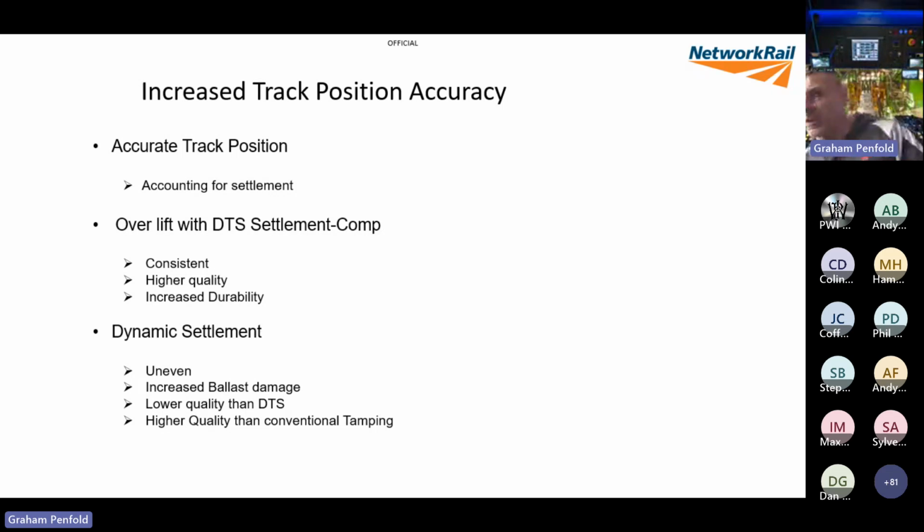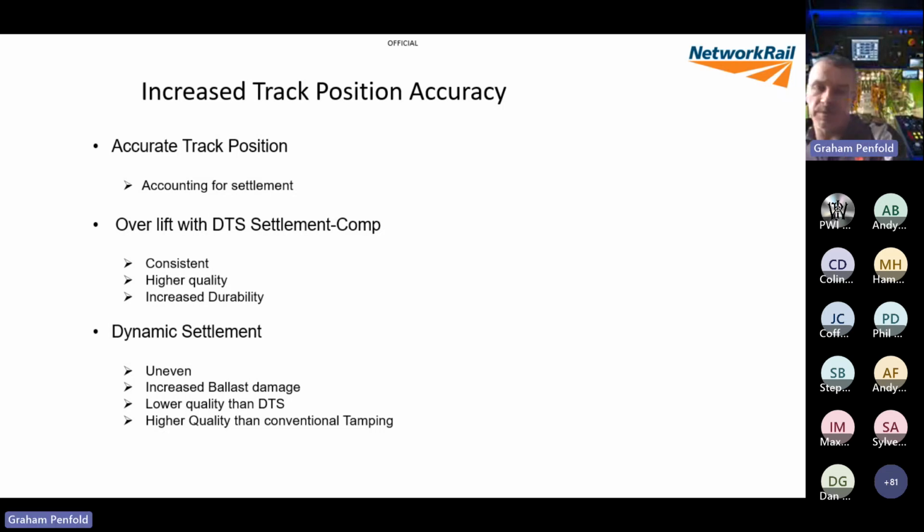It's a bit more uneven. You'll increase the ballast damage, but this is what we do on our conventional tamping. Our settlement's uneven, we damage ballast. It will be a lower quality than DTS, but using overlift, even without DTS, will certainly be a higher quality and more longevity than conventional tamping. So I'd advocate it anyway, particularly when doing track positioning. So I was trying to get that point across.